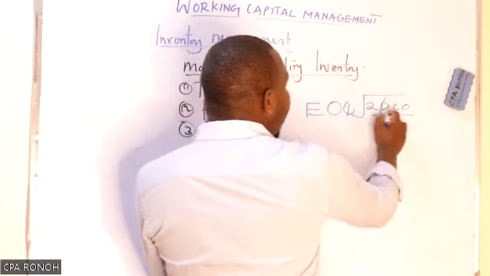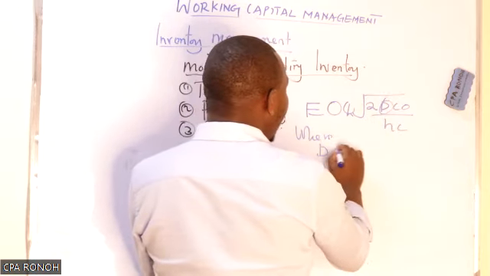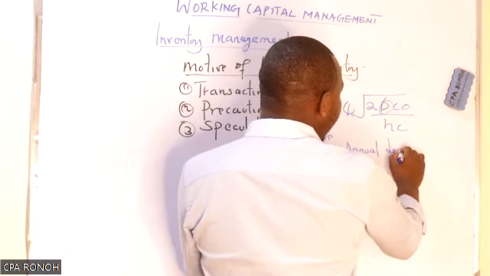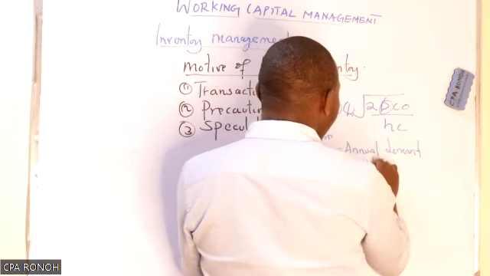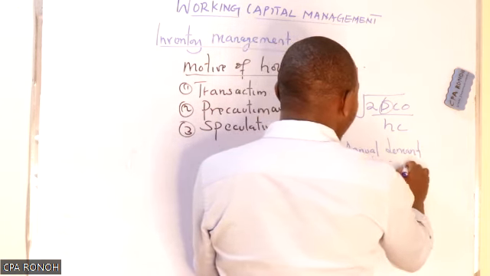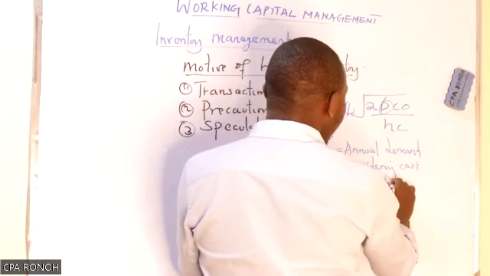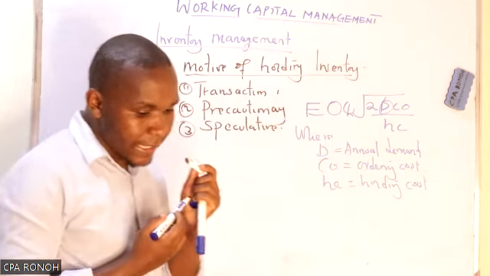So D is the annual demand, where D equals annual demand, and CO equals ordering cost. And HC equals holding cost.